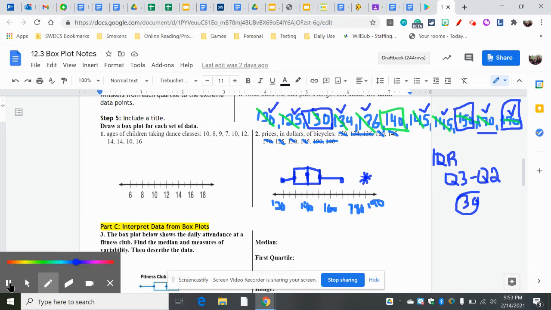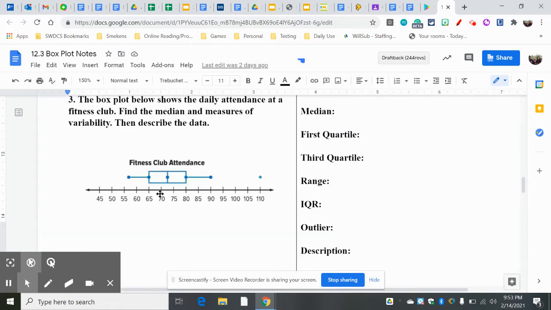Great job. Make sure you pause this video if you need to before I go on to the next one, because you're able to pause Edpuzzles as you go through it to copy down all my work. All right, that was the only one you had to create a box and whisker plot for. So these next ones should go a little bit quicker, okay?